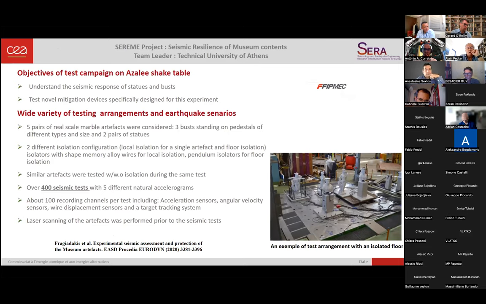Just focus on the SERA project and the two test campaigns we had during this project. First, the name of the project was CRM, and the idea was to understand the seismic response of statues and busts, and mainly to test novel mitigation devices specifically designed for the experiment in order to protect pieces of heritage.